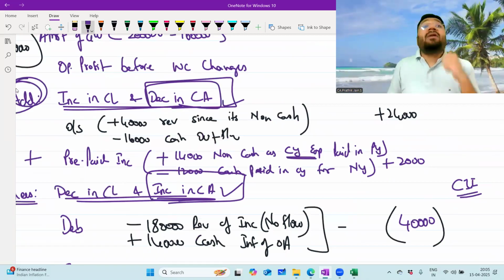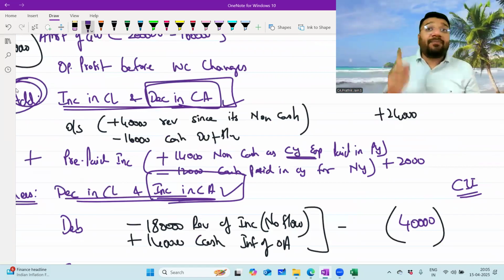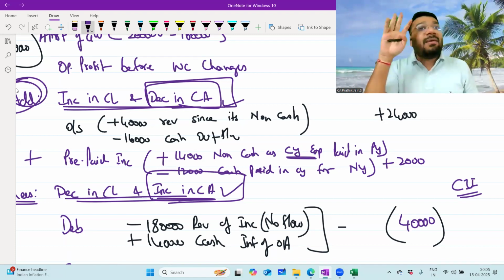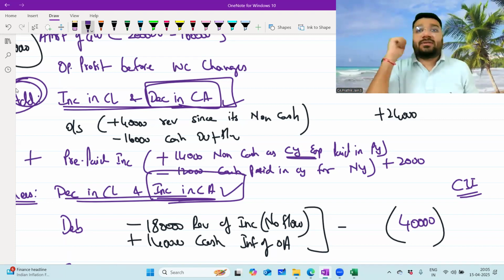Sir, if the payment has happened, what to do? If the payment has happened, in the balance sheet there is one item called current liability. That current liability will take care of the payment part. Am I loud and clear? Any problem in this?